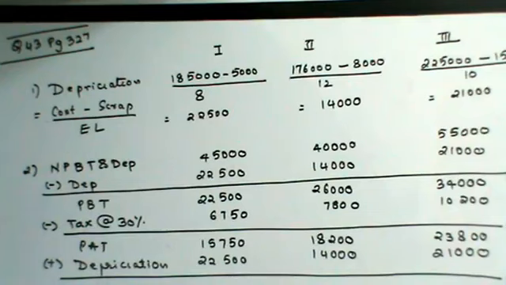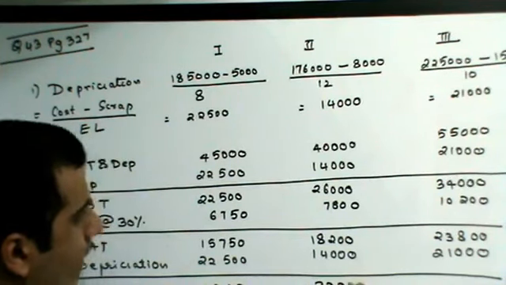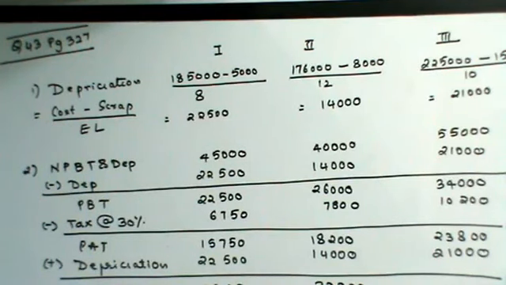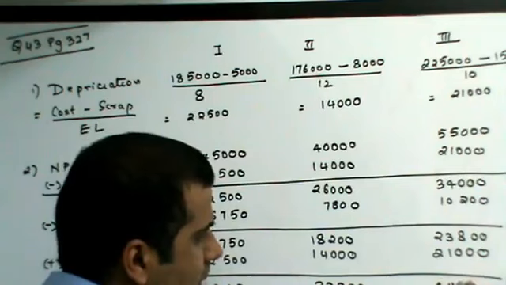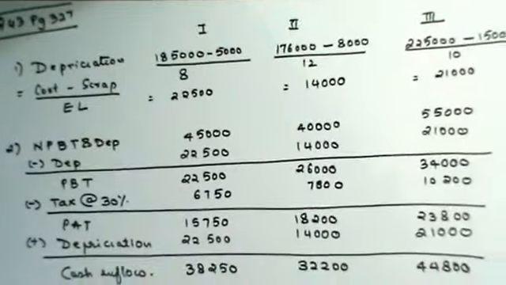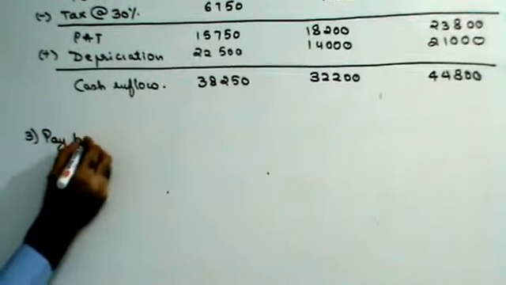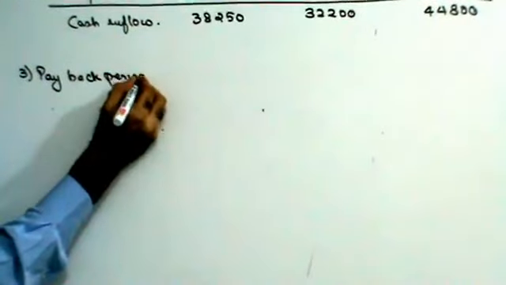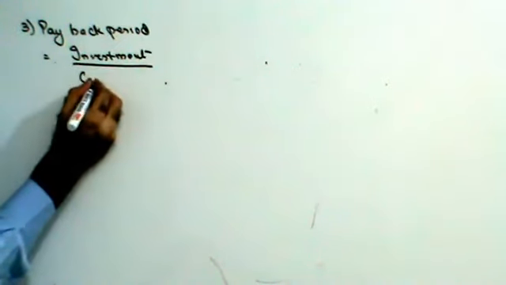Right? So this is going to be 15,750 plus 22,500 is 38,250. 18,200 plus 14,000 is going to be nothing but 32,200. 23,800 plus 21,000 is 44,800. Right? Once I have my cash inflow, then I can find out my payback period. Payback period is given by the formula original investment divided by cash inflow.